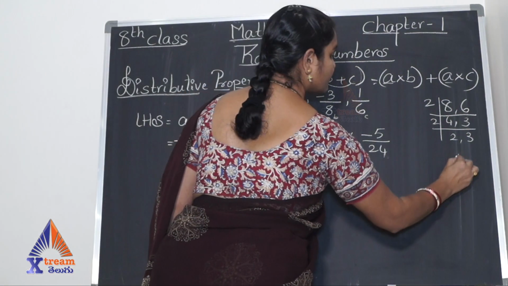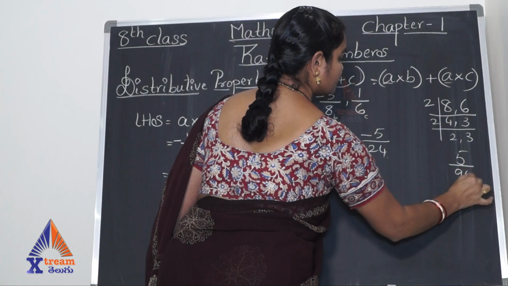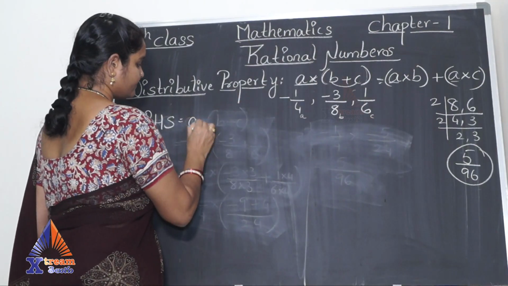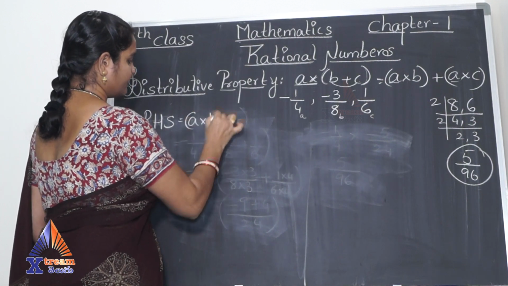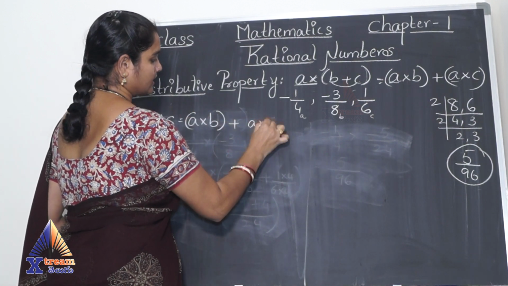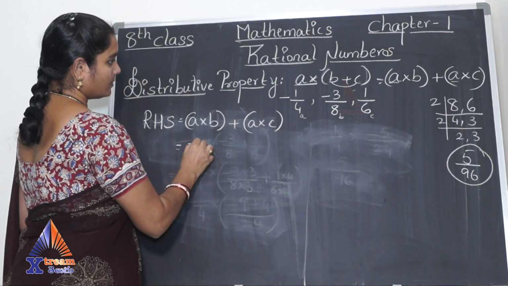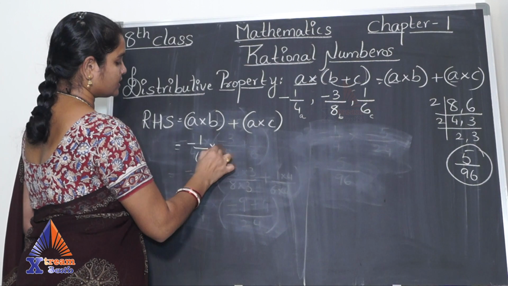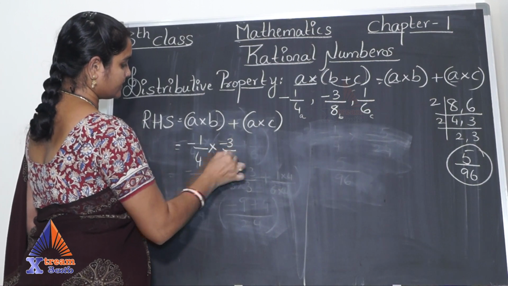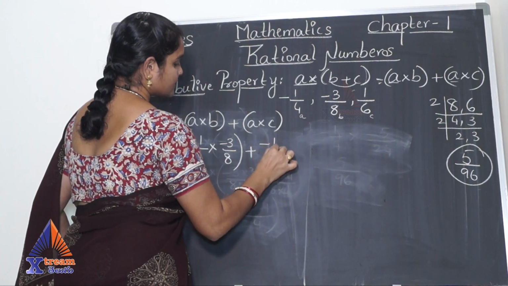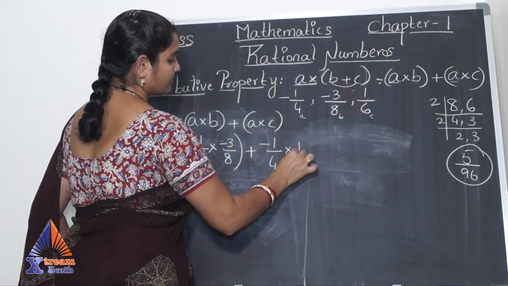Let's write it over here so that we can cross check with our RHS. So RHS we have A into B plus A into C. So minus 1 by 4 into minus 3 by 8 plus minus 1 by 4 into 1 by 6.